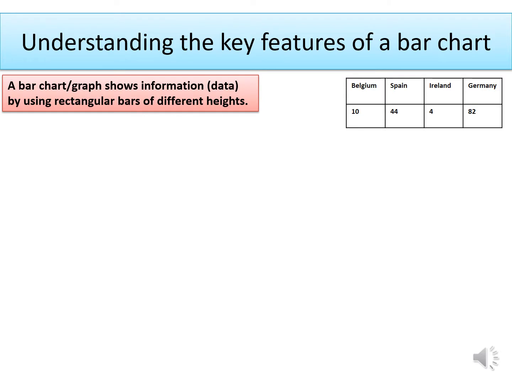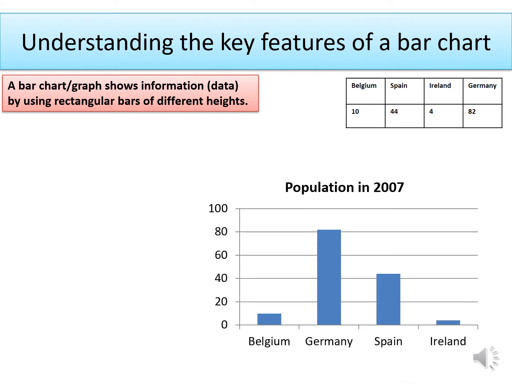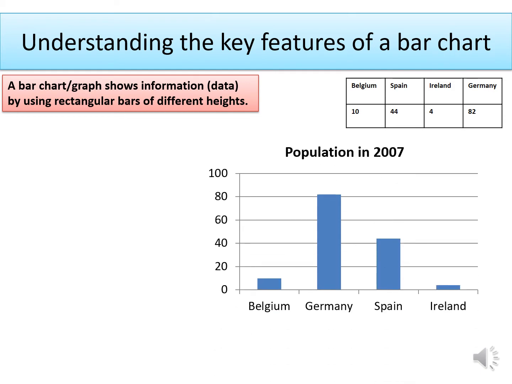Understanding the key features of a bar chart. Now you will need to pay careful attention to what I'm going to explain now because you're going to test your knowledge on this at the end. A bar chart or a bar graph shows information or data by using rectangular bars of different heights, just like in this example here. A bar chart has different components and we are now going to look at all of them so it makes it easier for you to understand how it works.